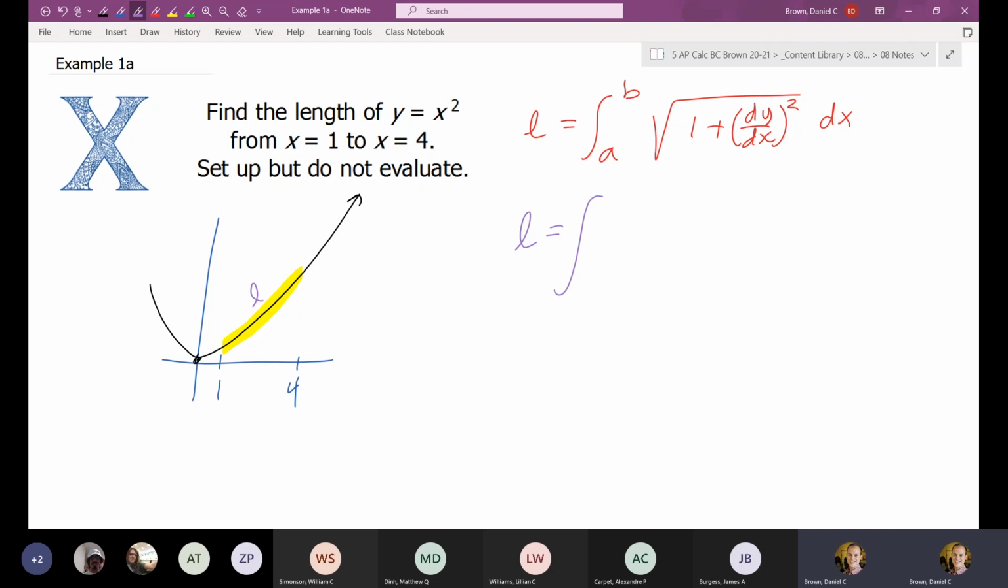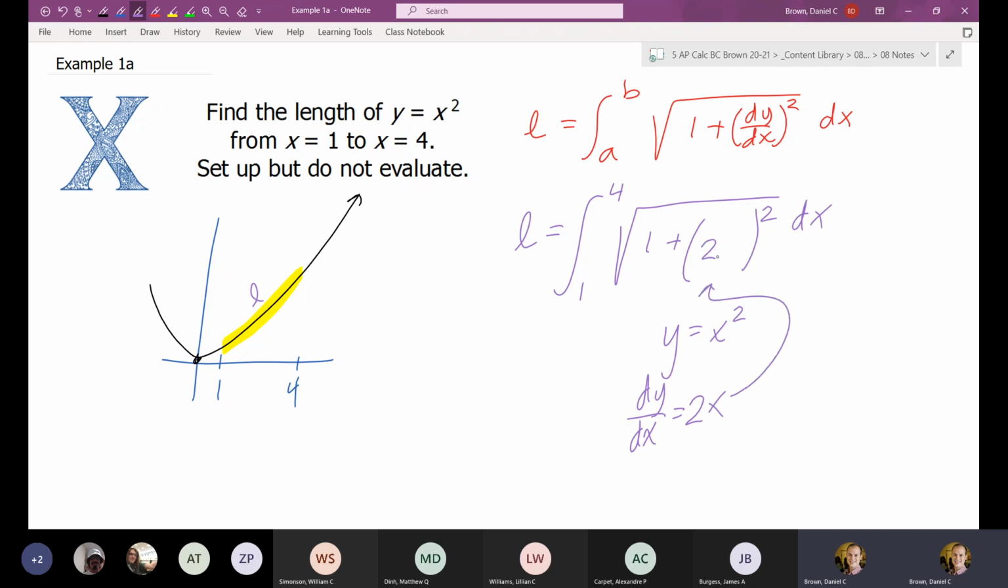Well, if I'm doing it in terms of x, we're going from 1 to 4 of the square root of 1 plus the derivative of y with respect to x squared. Well, if y is x squared, dy dx, which is again just the derivative, would be 2x. So I just plug that in, and there's my arc length. This is one that we couldn't evaluate by hand because the inside is going to become 1 plus 4x squared, so there's no u-sub on the outside. So that will be either a setup or a setup and then evaluate in the calculator. Questions on that?